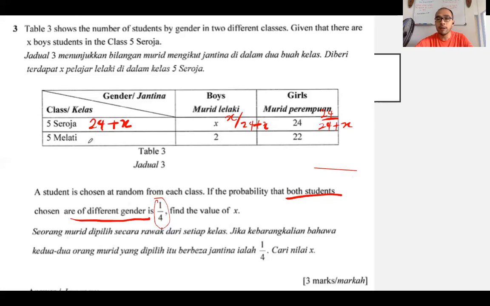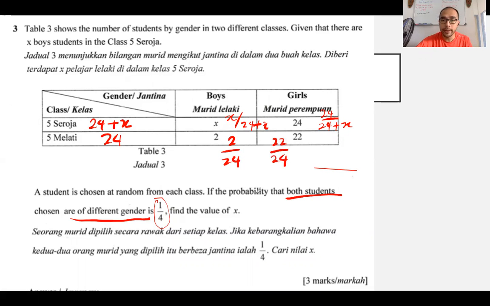What is the total number of people in Melati? It's 24, 22 tambah 2. Sedihnya di kelas Melati kan, 2 saja lelaki, 22 perempuan. Maybe it's good news for the boys. Okay, so what is the probability of choosing a boy from Melati? It will be 2 over 24. Manakala choosing a girl from Melati, it will be 22 over 24.